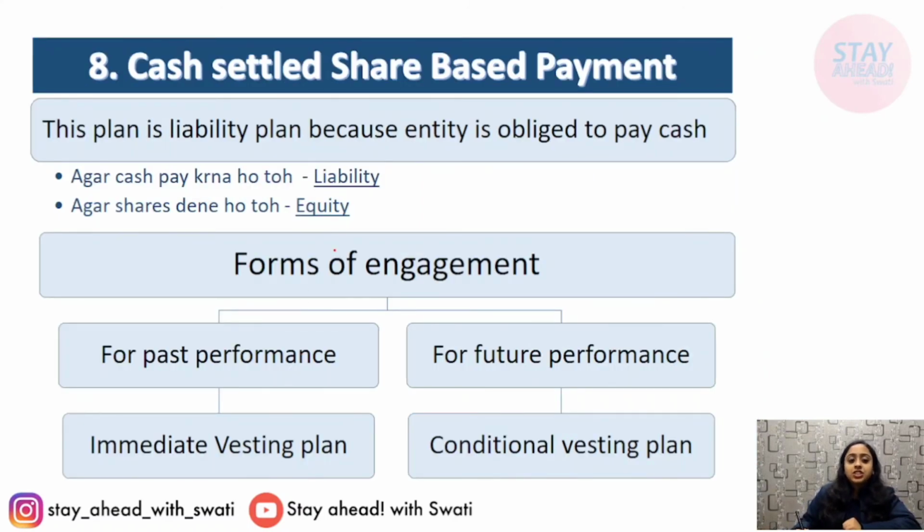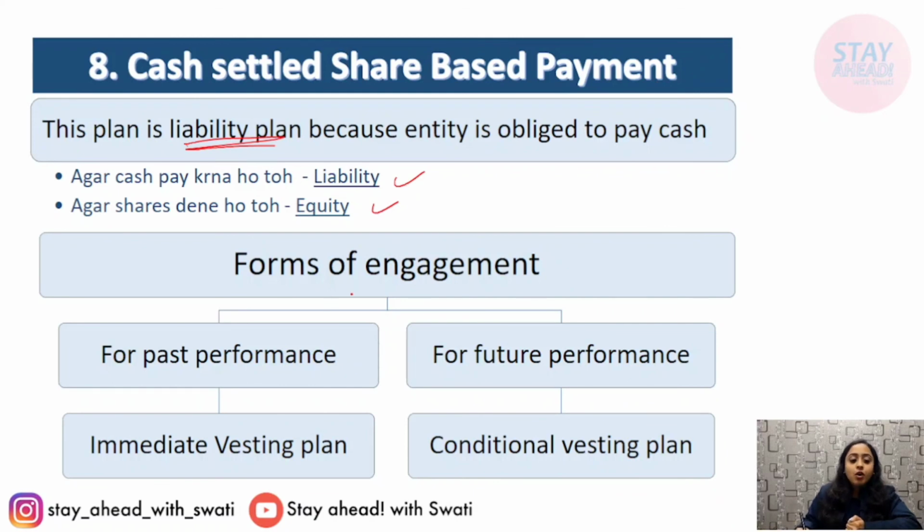Cash settled share based payment. It can be that an employee is given an option to be settled in cash. The plan is a liability plan throughout. Since there is an obligation to pay cash, it is a liability plan. Because the entity is obliged to pay cash, if cash has to be paid then it is a liability, and if it is required to pay equity shares then it is equity.